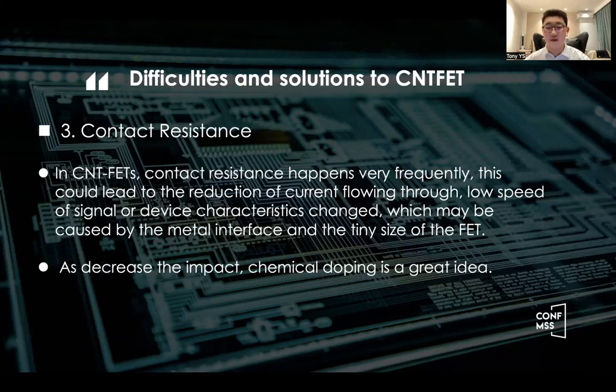And to decrease the impact, one example to use is chemical doping, and this is quite a great idea. So what is chemical doping? Basically, it involves using particular chemicals or elements to alter the CNT's electrical characteristics, and that can lower the contact resistance between the CNT and the metal electrode. It's because chemical doping can change the original metal's characteristics or cause some reactions that make the electric field and voltage supplied more stable, and even lead to a more efficient way to conduct.